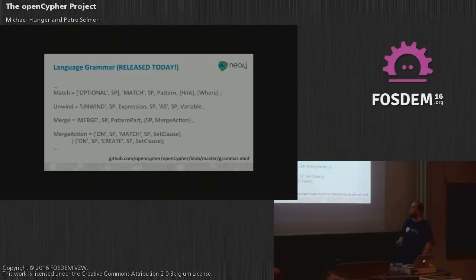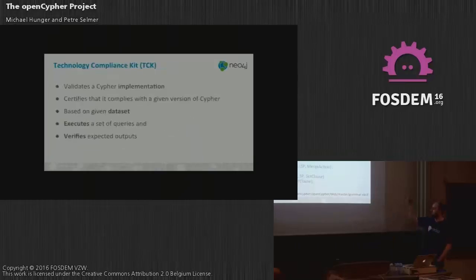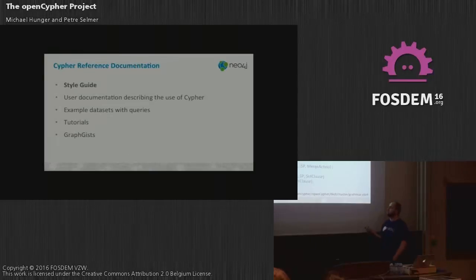The EBNF that was released today, here's a quick cutout of that. This is kind of match, unwind, merge, and there's much more before and after that, and you can find it in the GitHub repository. So I'm really excited about this because now people can really start building cool tools. For instance, there's a guy in Lithuania, I think, who wrote a JetBrains IntelliJ plugin for Cypher editing and highlighting and so on. And he wrote his own EBNF, and now he can use just this one.